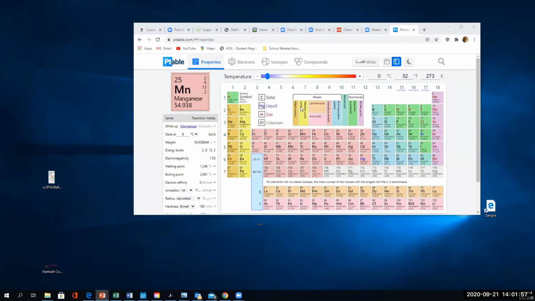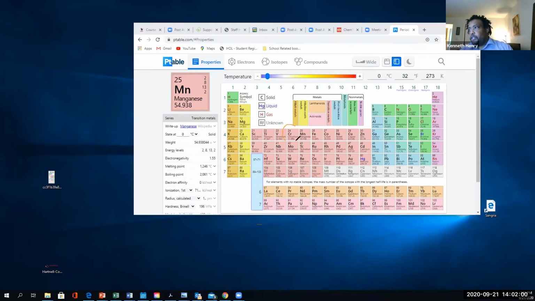You guys ready? Your 2 exceptions that the book talks about are this guy and this guy. So what happens in the case of chromium? Chromium has 1, 2, 3, 4. It likes to have what we call a stable subshell, equal distribution. The energy level between the 4s and the 3d has very little difference between those 2. So this will be the 4s.